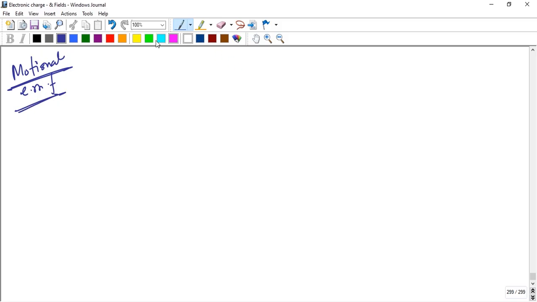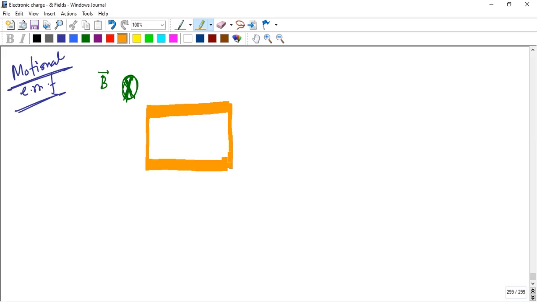So suppose there is an external magnetic field B. There's a cross. Cross represents towards the board. Okay, there's a cross, that is the external magnetic field. Now suppose a coil. Okay, this is the coil, and the B is the cross.